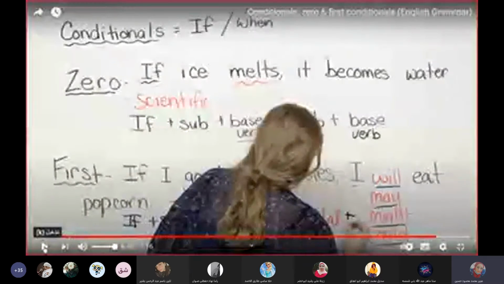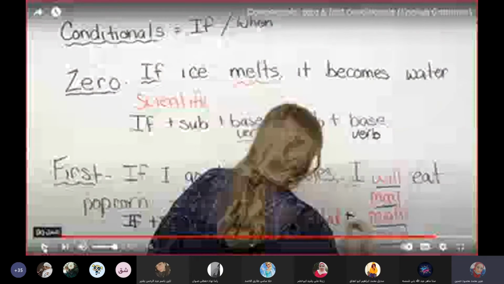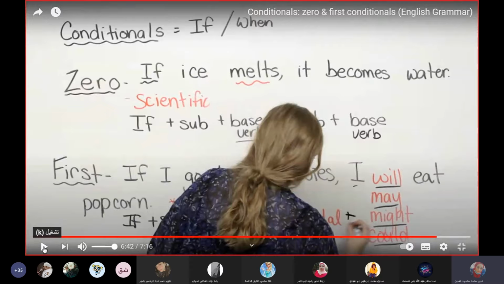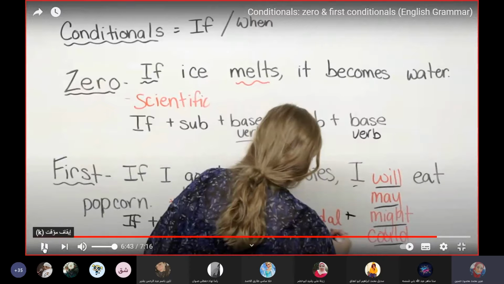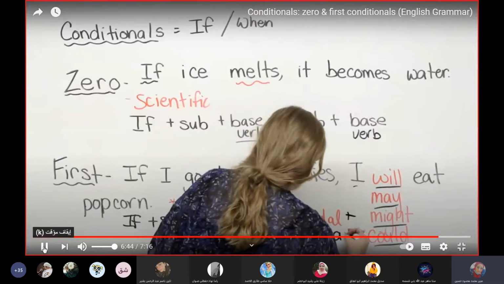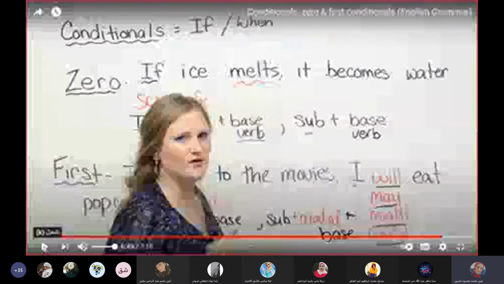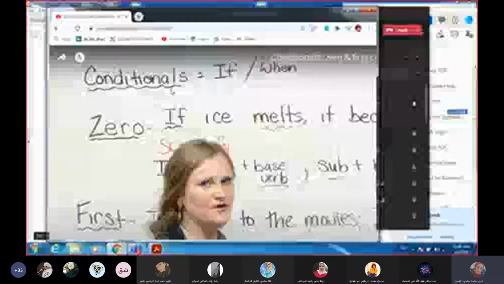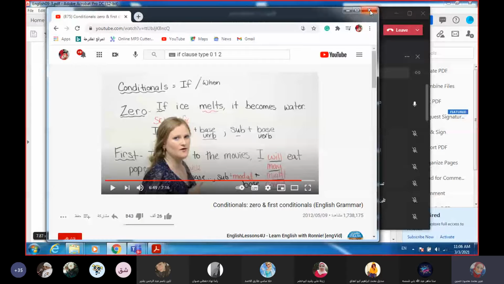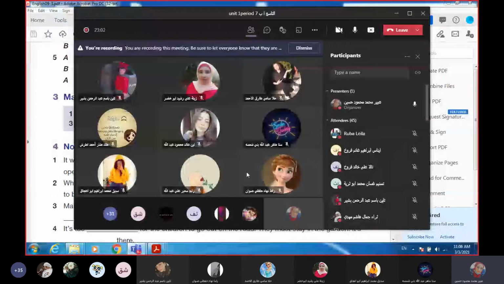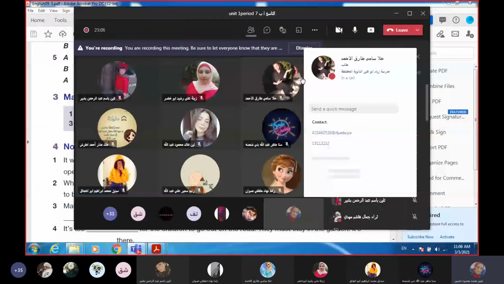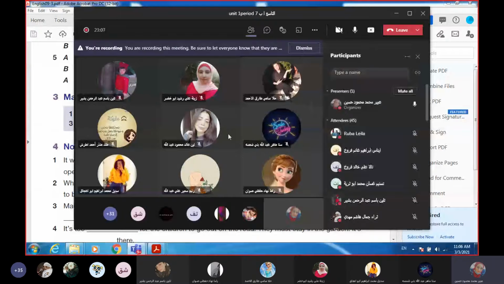The verb after will is the infinitive. What do you mean by infinitive? Just base, without adding anything. If you have any questions. Now we will go back to if clause type 1, 0, 1, 2 at the end of our meeting today.